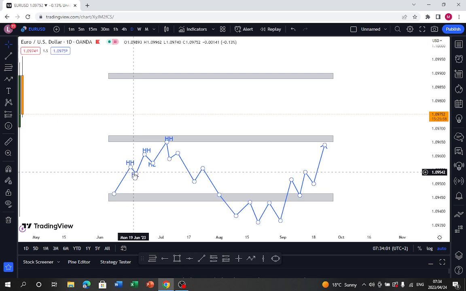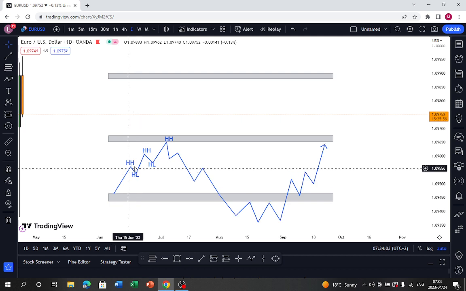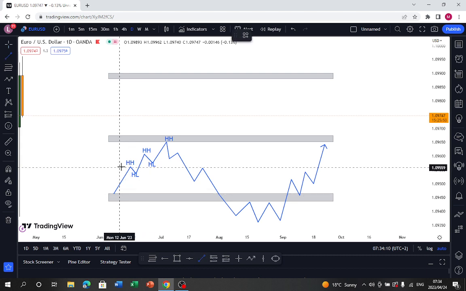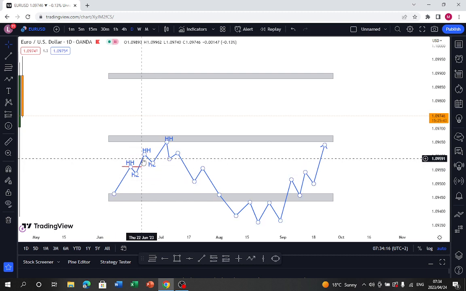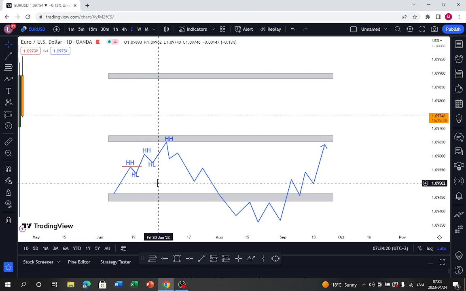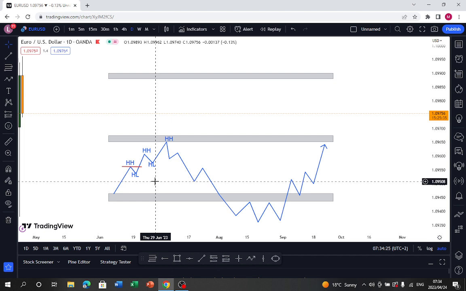How do we confirm this as a higher low? After it has broken this higher high. Once it breaks this higher high like this, and breaks through, then we confirm this as a higher low, right? Which is a value. It's also called a value.